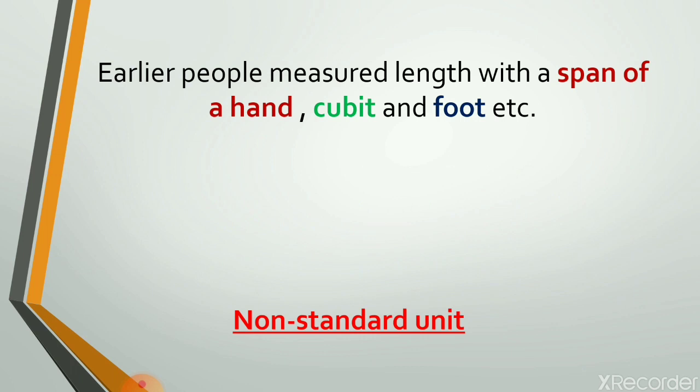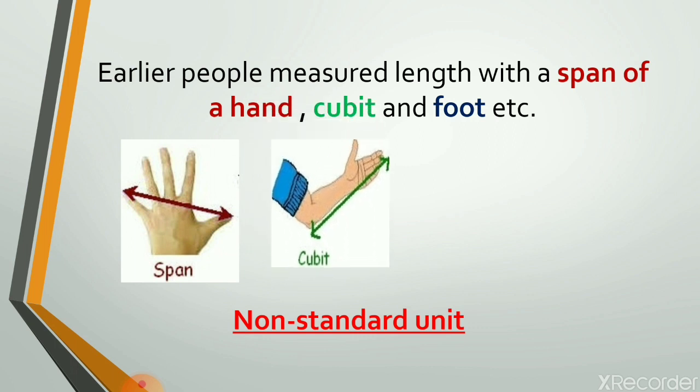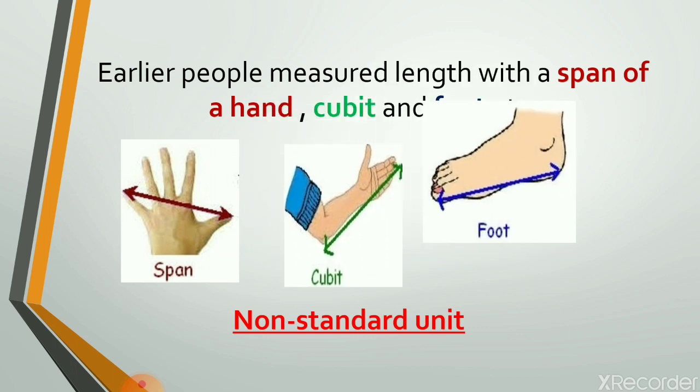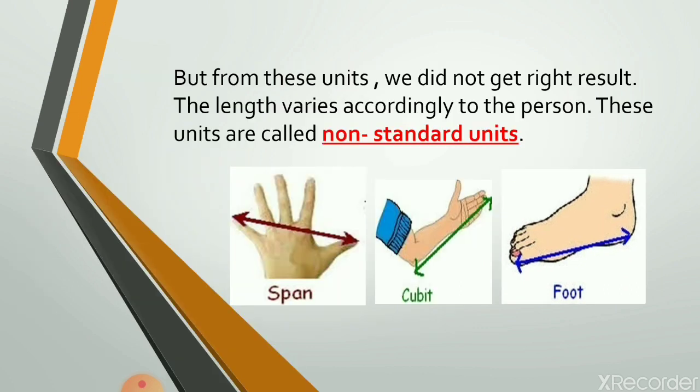Earlier, people measured length with a span of a hand, cubit, and foot, etc. But from these units, we did not get the right result. The length varies according to the person. So, these units are not proper to measure objects and are called non-standard units.